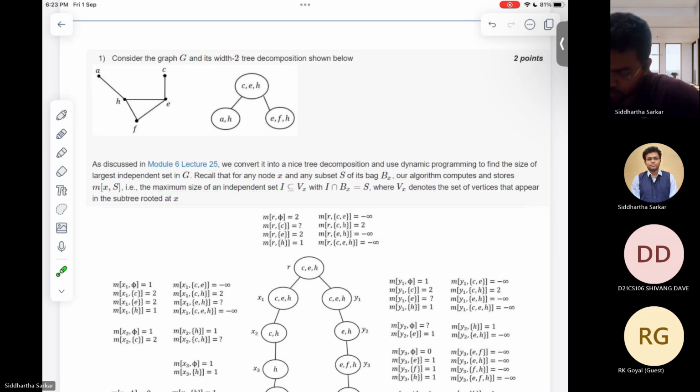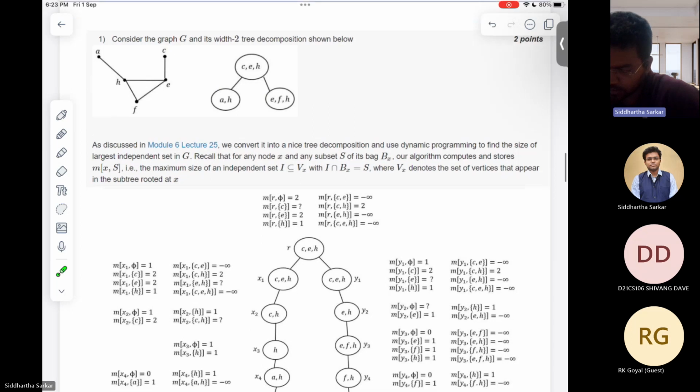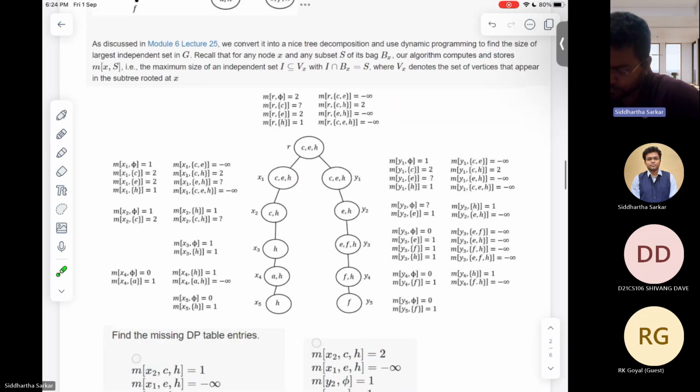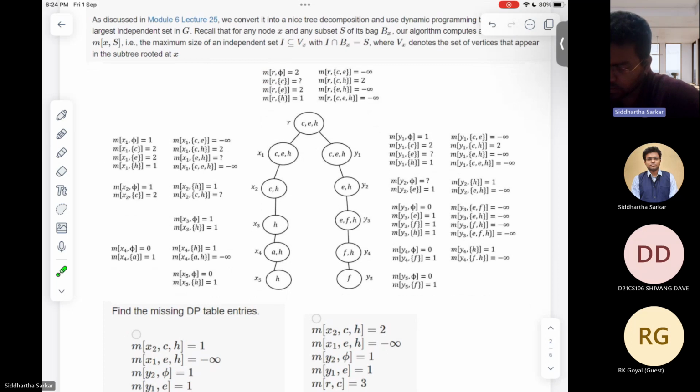To find the maximum independent set in this graph, we have seen an algorithm in this lecture video. This algorithm is a dynamic programming algorithm, and it computes certain table entries. The table is denoted as small m, and in this question they have given certain table entries and certain table entries are missing.